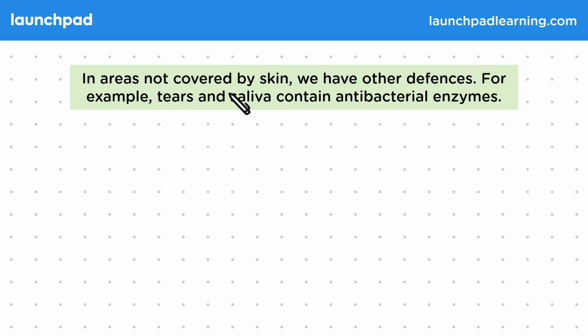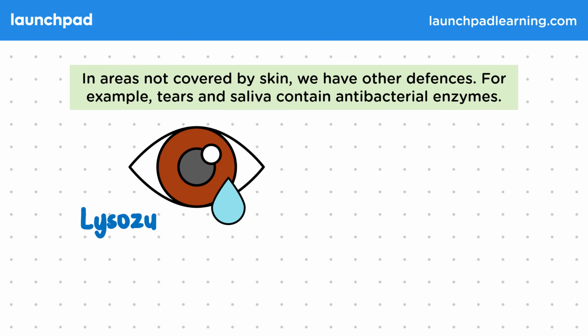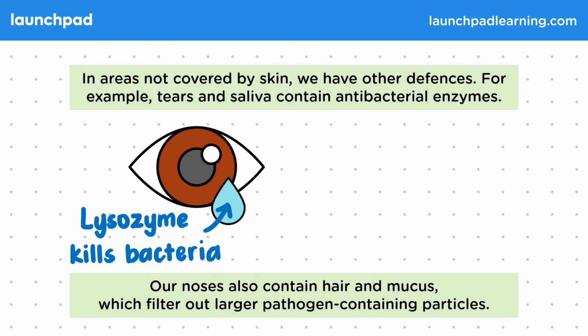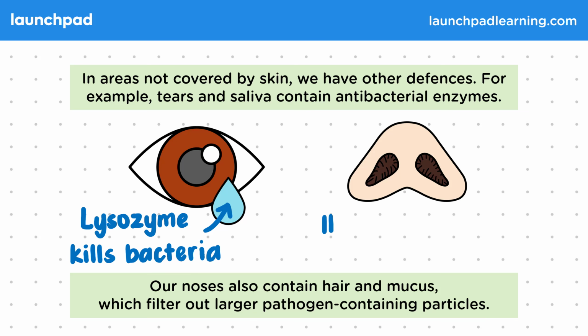In areas not covered by skin, we have other defences. For example, tears and saliva contain antibacterial enzymes. Lysozyme is an antibacterial enzyme in our tears that breaks down and destroys bacteria before they get into our bodies. Our noses also contain hair and mucus, which filter out larger pathogen-containing particles. So this hair and mucus filter aims to prevent pathogens from getting into our respiratory system.